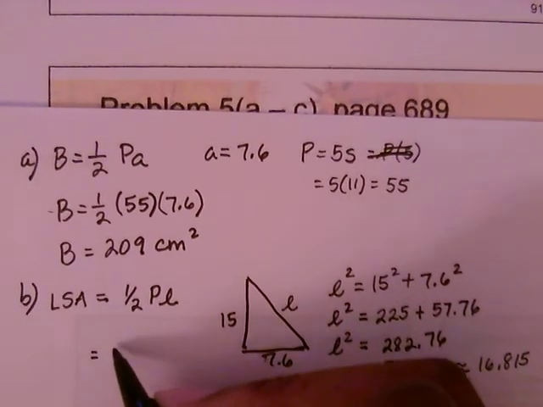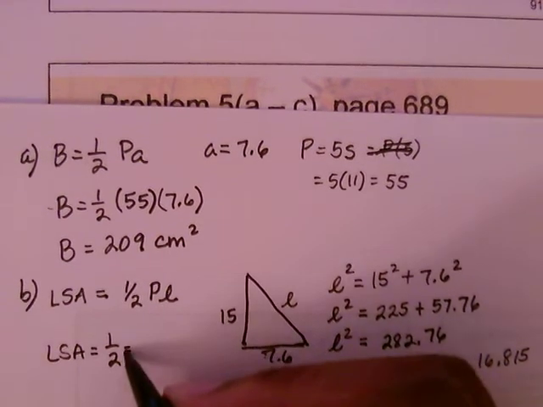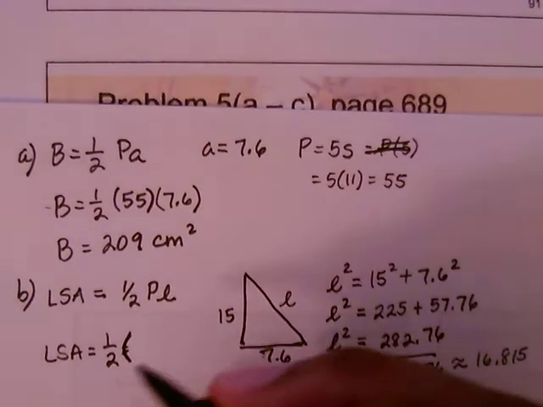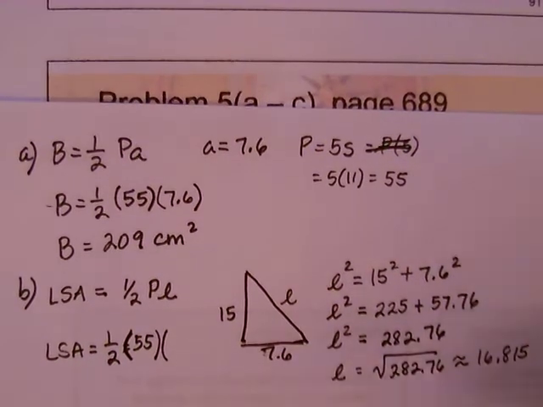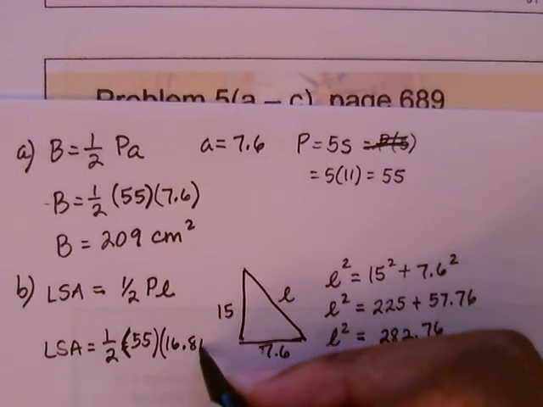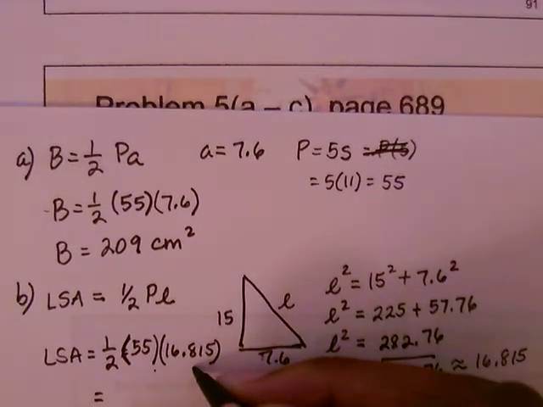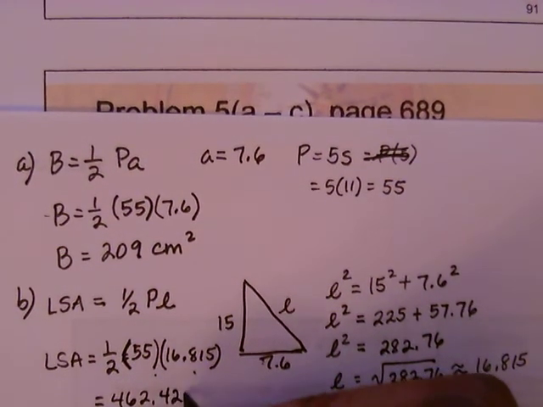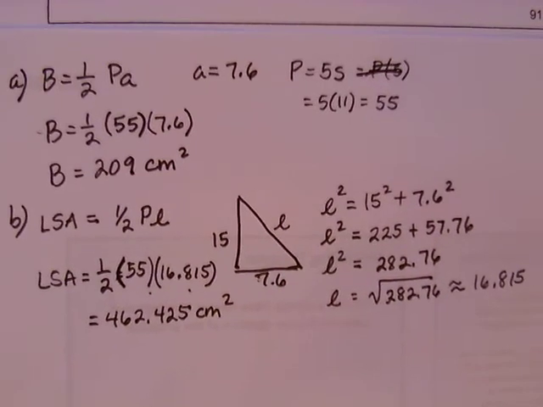And then I can find out what the lateral surface area is. That's 1/2 of P, which was 55 from part A, times 16.815. Take 1/2 of 55, multiply by 16.815, you're going to get approximately 462.425 square centimeters. That would be the lateral surface area.